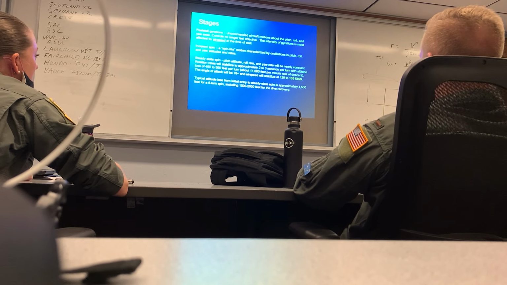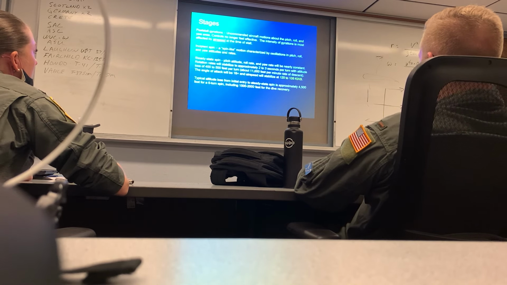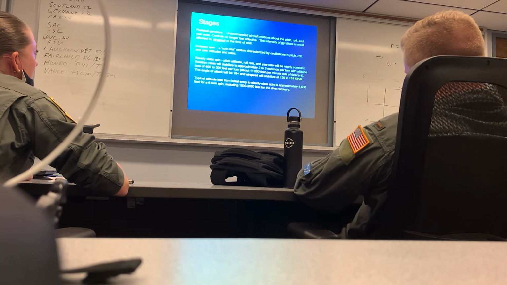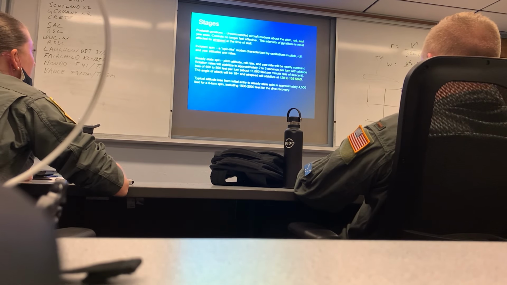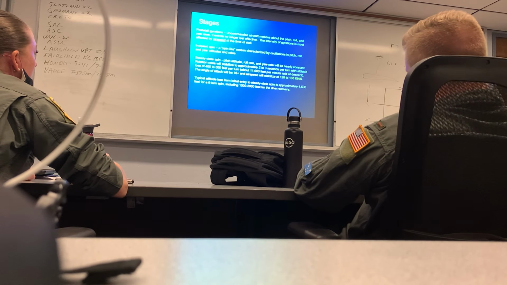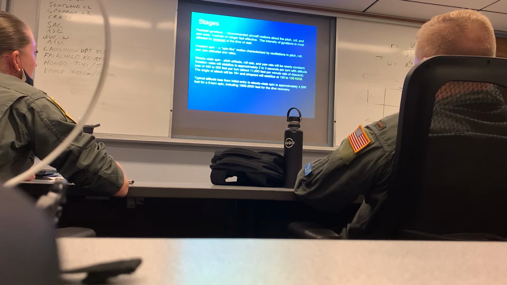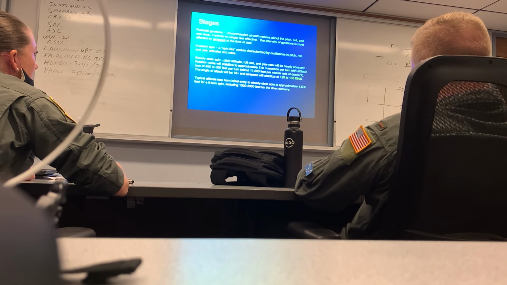Incipient spin is a spin-like motion, but is still characterized by oscillations in pitch, roll, and yaw. Steady state: pitch attitude, roll rate, and yaw rate will be nearly constant. It will stabilize to approximately 2 to 3 seconds per turn, altitude loss 400 to 500 feet per turn with about 11,000 feet per minute rate of descent. That's going down pretty fast.